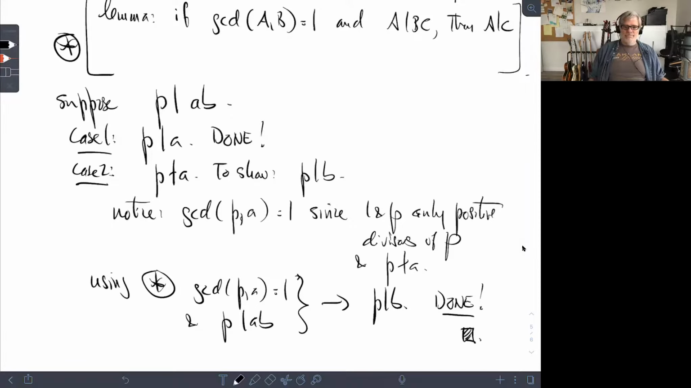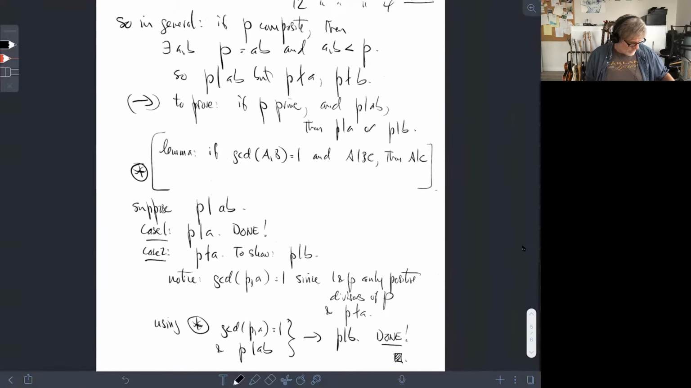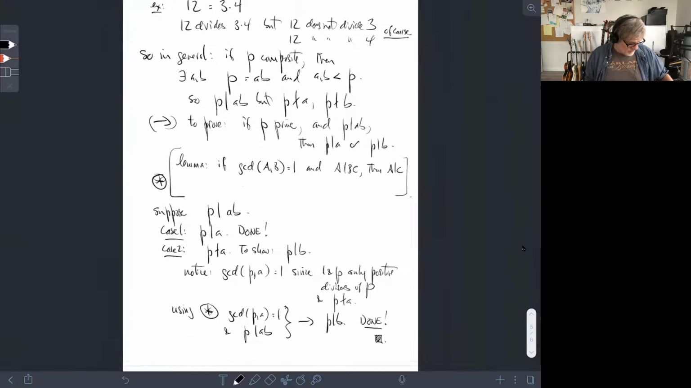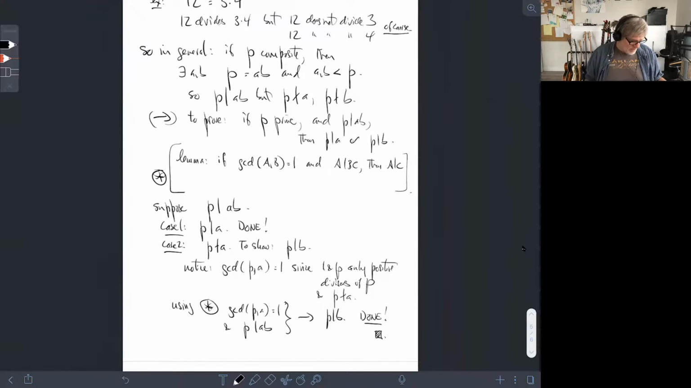Again, you can pause now, or at any point, but work it out by yourselves. Try to follow all the steps, and I think you'll be okay. All right, so what have we proved? We've proved that a number is prime exactly when it has this property that when it divides a product, it has to divide one of the factors.